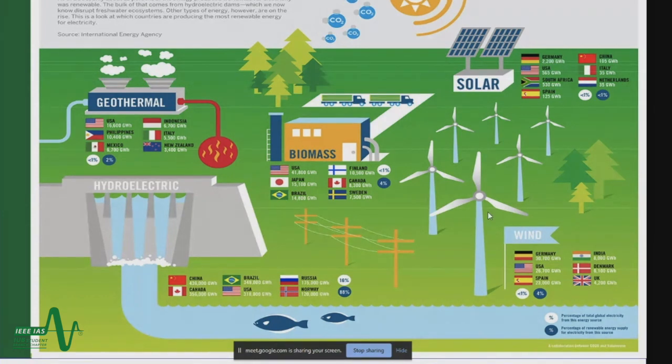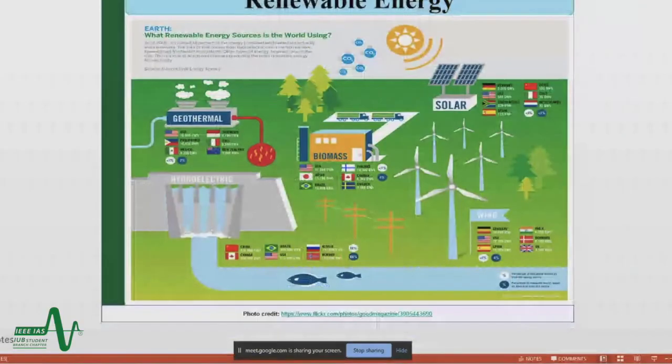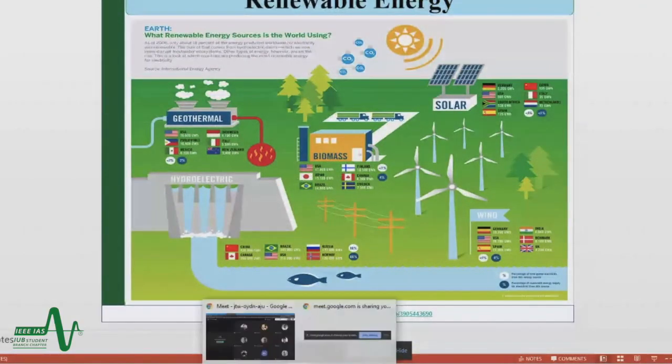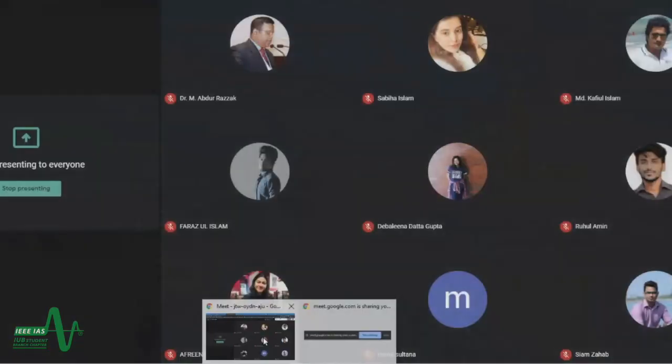Now, one fundamental question is, among all of these renewable energy sources, if anyone asks you which one is the basic or fundamental energy source, I would say the solar system, or the sun, is the fundamental energy source. If the sun exists in our planet, then the whole system will work properly. Now you may ask me why I am saying this, that the sun is.